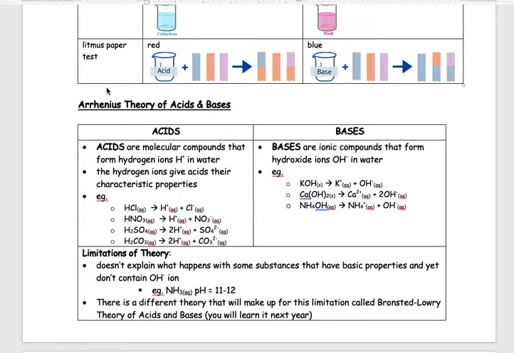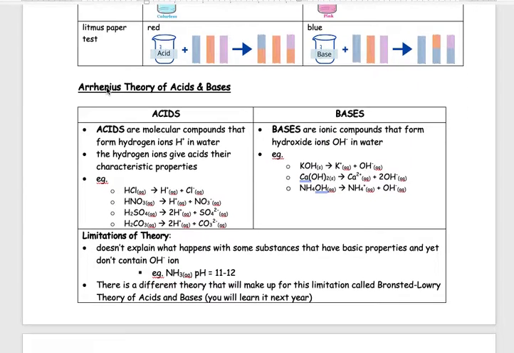Okay, so here kind of is the new stuff. I think you may have learned this as well last year. So we have the Arrhenius theory of acids and bases. You're going to learn that this is a limited theory, but there are other ones that are better at explaining things. But we'll start with this one here. It does pretty much a good enough job.